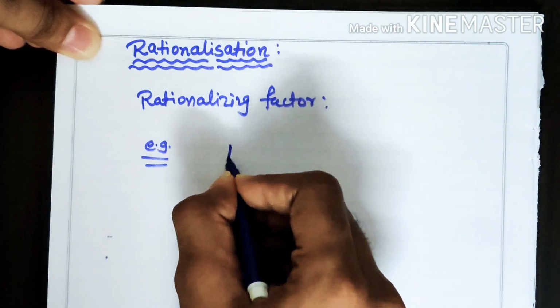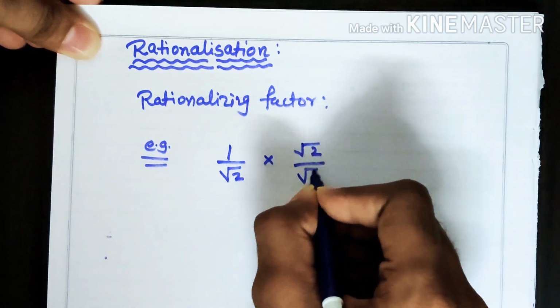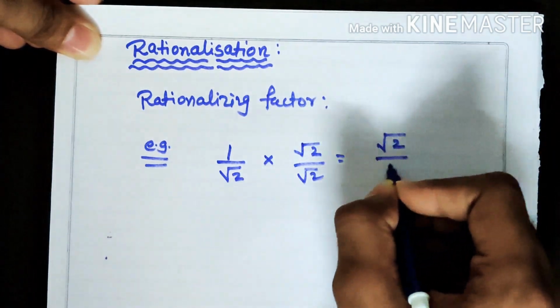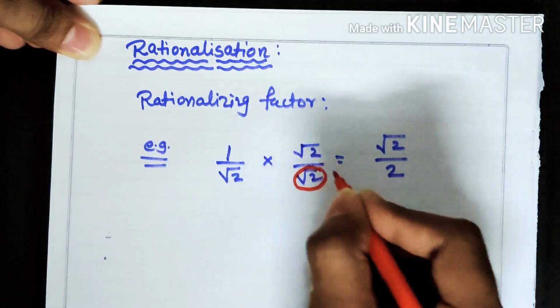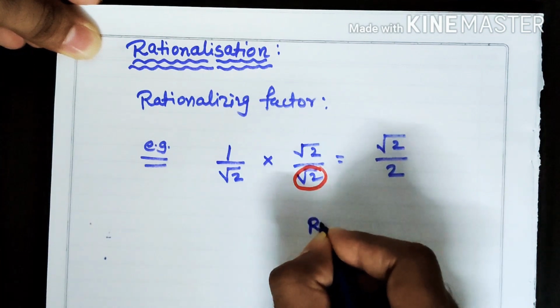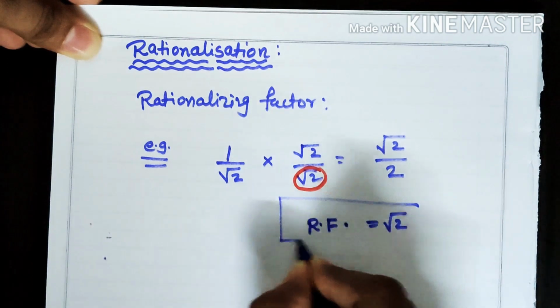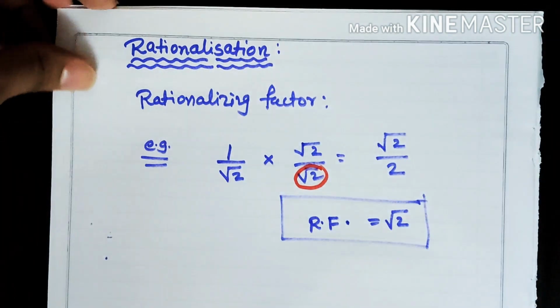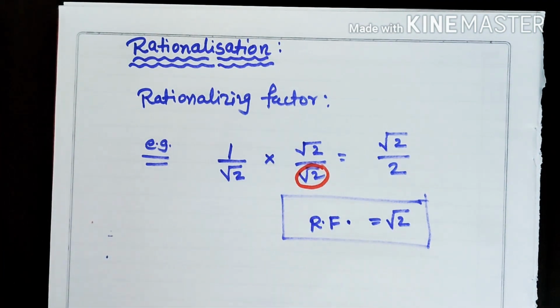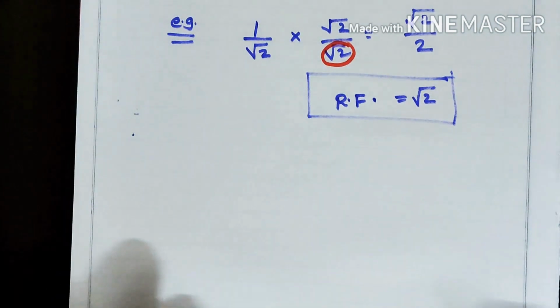Suppose a number is 1 by root 2, then we will multiply it by root 2 by root 2, so it will be root 2 by 2. So this root 2 is the rationalizing factor of this, required to perform the rationalization process. Okay, now today we will learn.